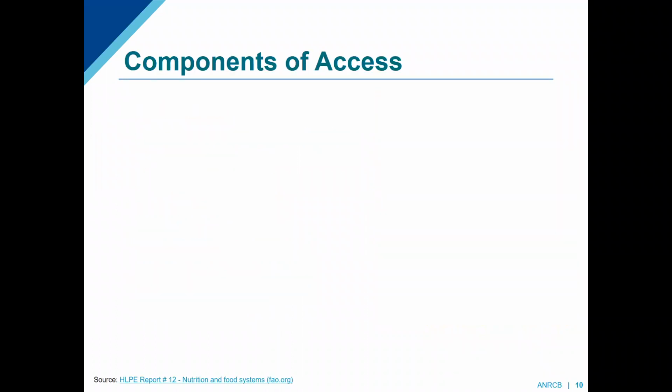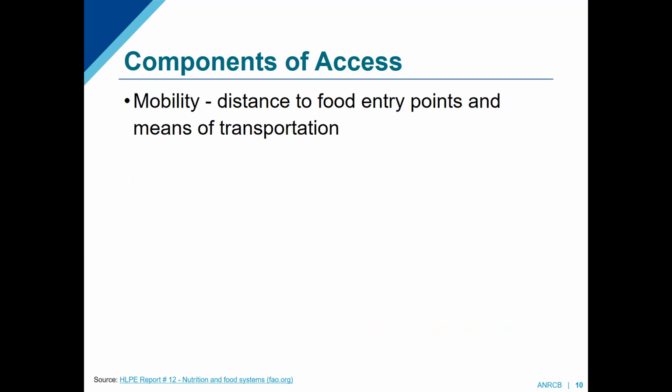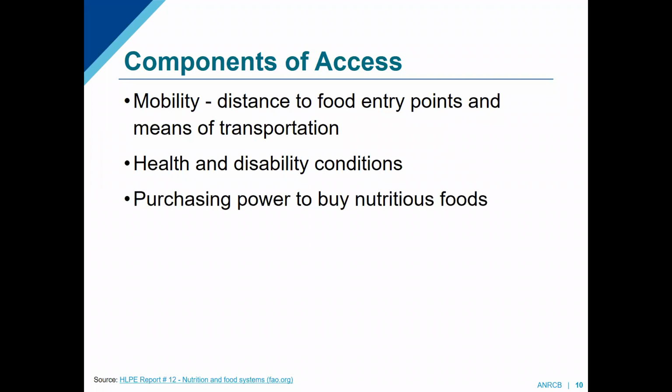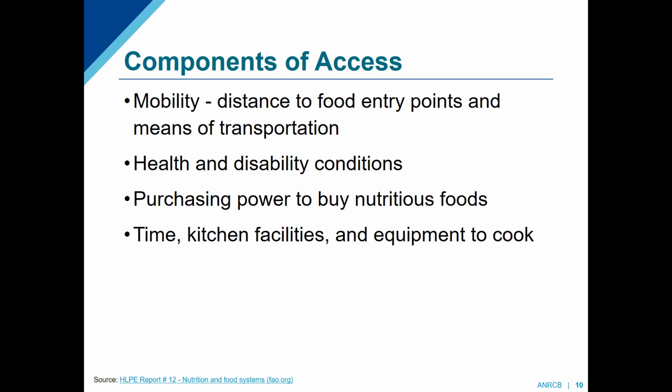So a little bit more about access. Again, mobility has to do with distance to food and where food is acquired and the method of transportation. Other aspects of access that you may not immediately think of have to do with health and physical and other disability. So those can limit your ability to reach certain kinds of foods, to acquire them, to have the income to acquire them as well. There's purchasing power, so how much money and ability that you have to have economic access.